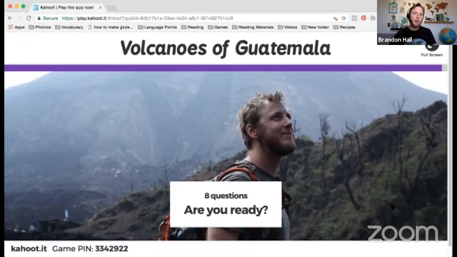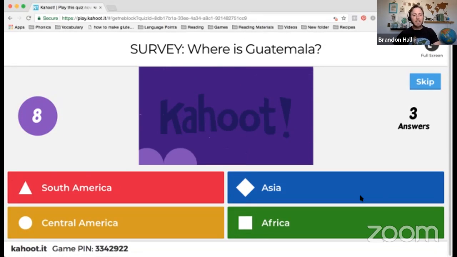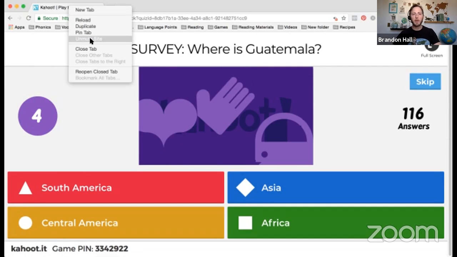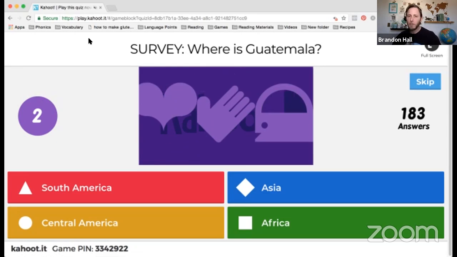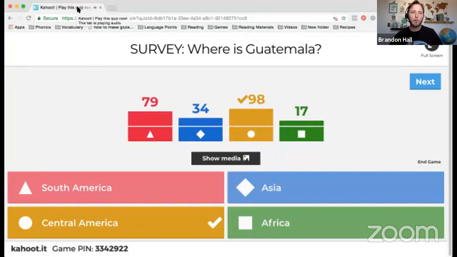All right, well, we're going to go ahead and launch today's first survey question. We're going to Guatemala to talk about volcanoes. Where is Guatemala? Do you know? Where in the world? Is it in red South America, blue Asia, yellow Central America, or green Africa? All right, it's yellow Central America.